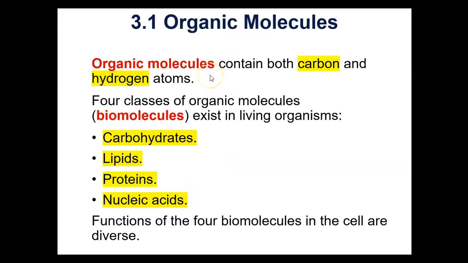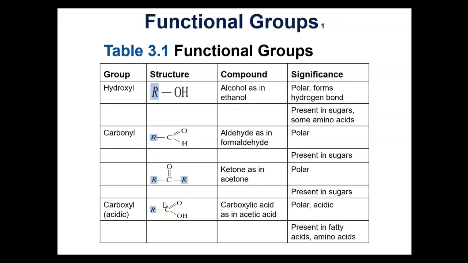So starting with section 3.1, it's important that you know that if it's organic, a molecule will have both carbon and hydrogen. If the molecule only has carbon or only has hydrogen, it doesn't count as organic. And then the classes of biomolecules are listed again: carbohydrates, which we shorten and say carbs a lot, lipids, proteins, and nucleic acids. This table lists functional groups that you might find in organic molecules.